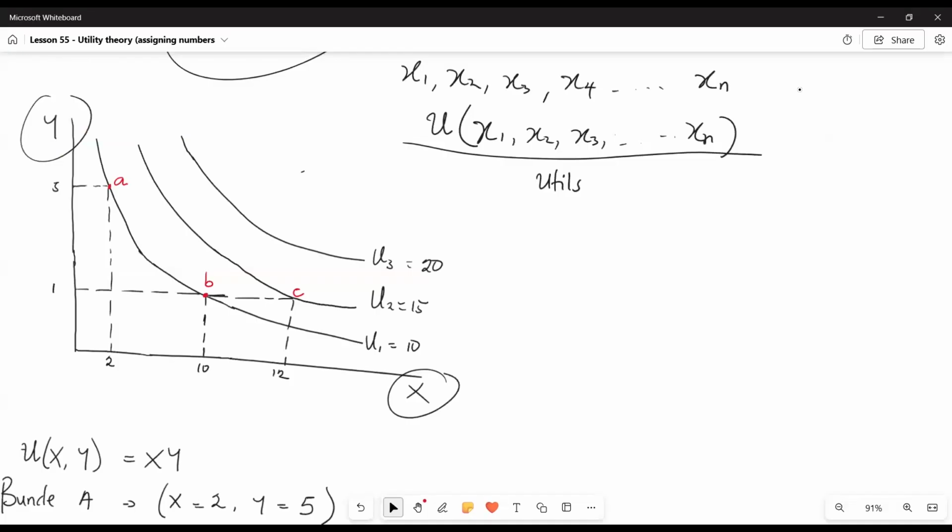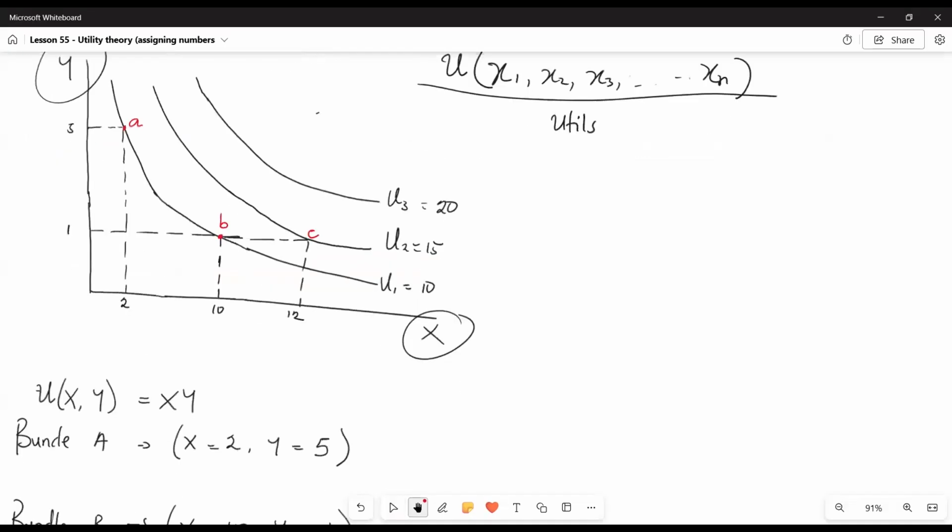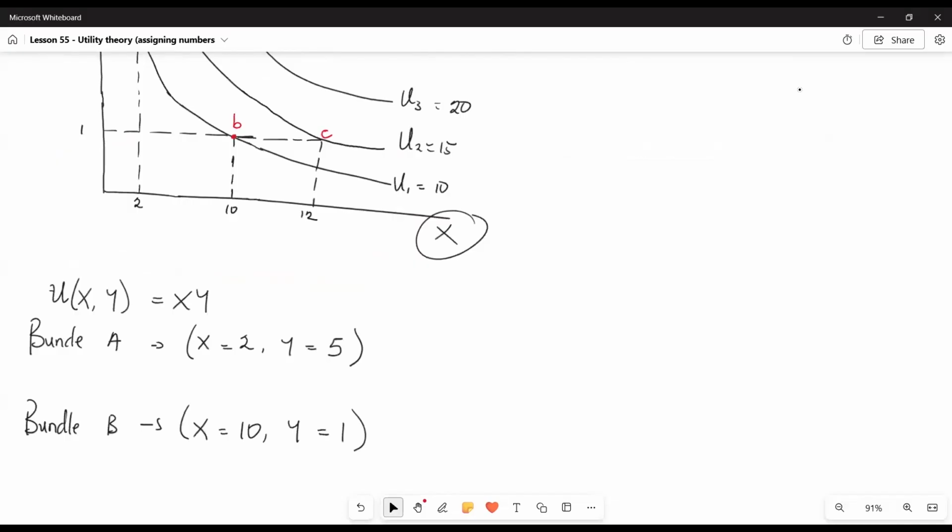Now, suppose Ava's utility for good X and good Y is represented by this utility function here, which is U(X, Y). What this is simply telling us is that the total utility that Ava gets from the consumption of these goods is a function of the quantity of X that she consumes and the quantity of Y that she consumes. And we are simply representing Ava's utility function as X times Y.